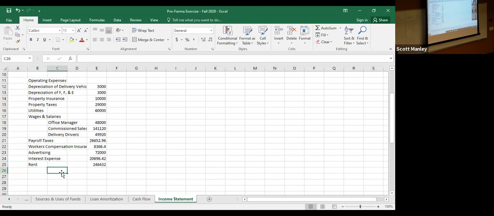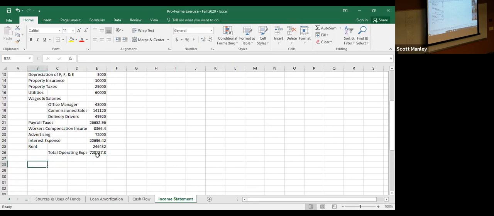If I come in here now and put total operating, and I know my formatting's not right, I'll fix it. And I sum up all of the stuff that's above it, all the way up to the very top of my expenses. You see my operating expenses now are $720,000. Going back to my formula, sales minus cost of goods sold is gross profit. Gross profit minus operating expenses is net profit. That's at the bottom, right?